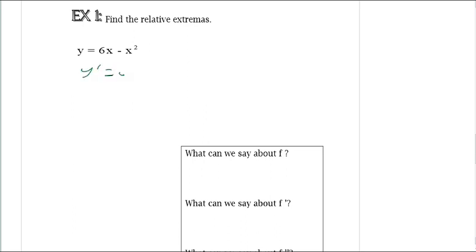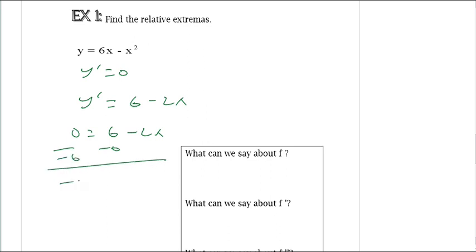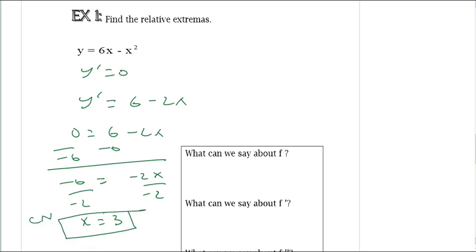Okay, so let's take the first derivative. Y prime is equal to 0, because I want to find the critical number. So y prime is equal to 6 minus 2x, and then set it equal to 0. Subtract 6 from both sides. You get negative 6 is equal to negative 2x. Divide by a negative 2, x is equal to positive 3. So that's our critical number. And what we do with the critical number is we plug it into the second derivative, if we can. And that will either tell us if it's greater than or less than 0.